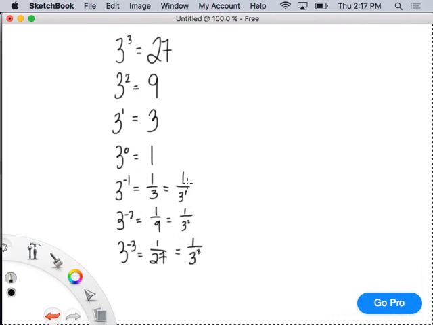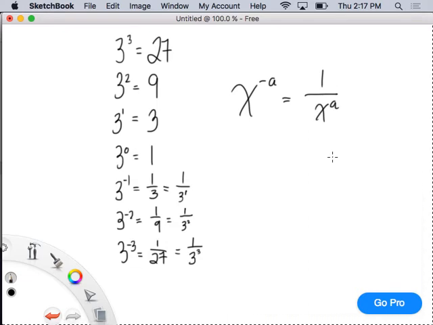3 to the negative 1 is 1 over 3 to the 1. 3 to the negative 2 is 1 over 3 to the 2. 3 to the negative 3 is 1 over 3 to the 3. You see this? See the pattern? X to the negative a, any number to a negative exponent, is the same thing as 1 over x to the a. Same thing as 1 over that number. See, that's our rule here with negative exponents. Okay, got that? Let's see if we really got that.